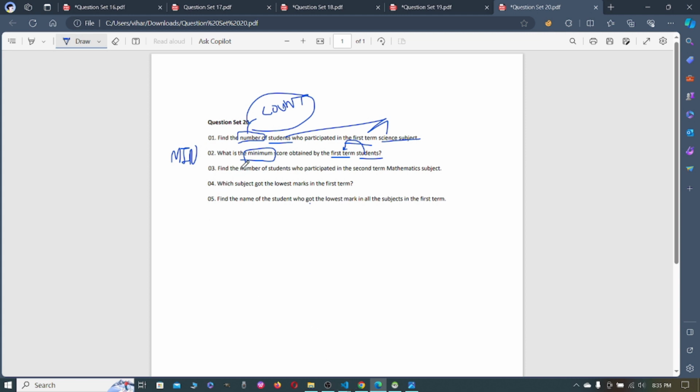So in this case, we have to use the count keyword once again, as we have to find the number of students. So the number of students who participated in the second term test for the mathematics subject. So we need 3 tables this time.